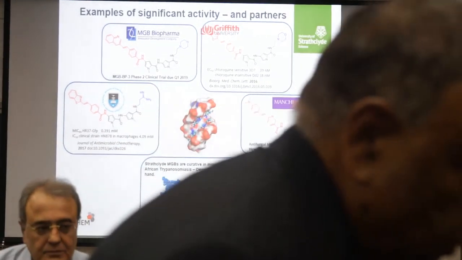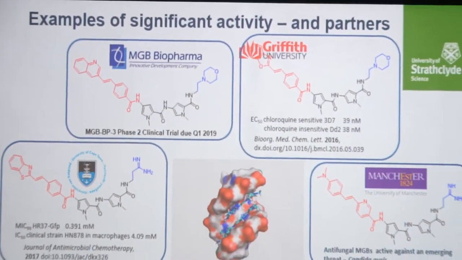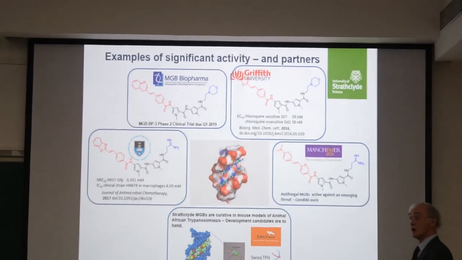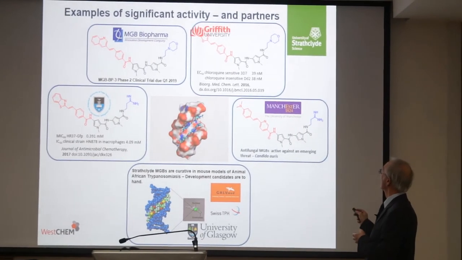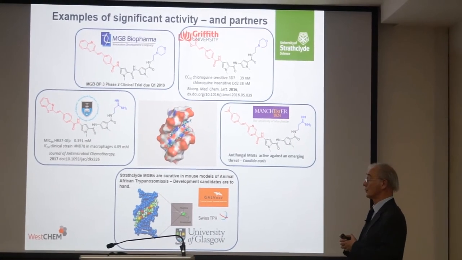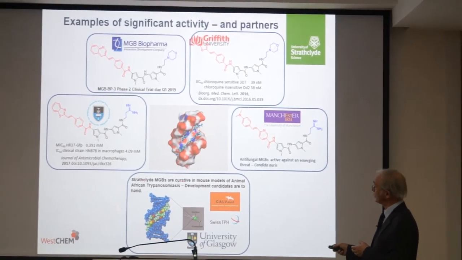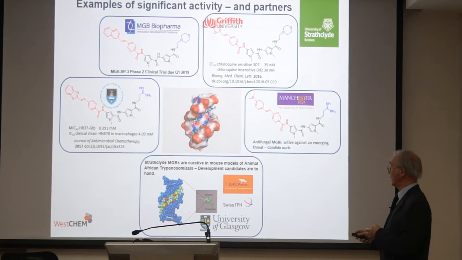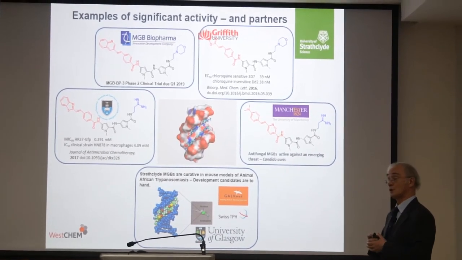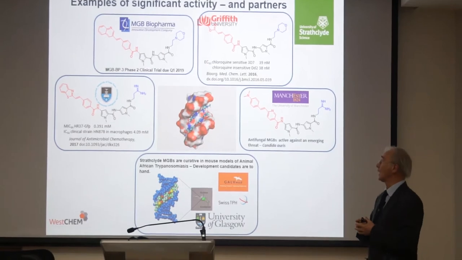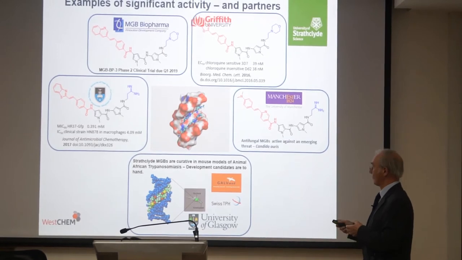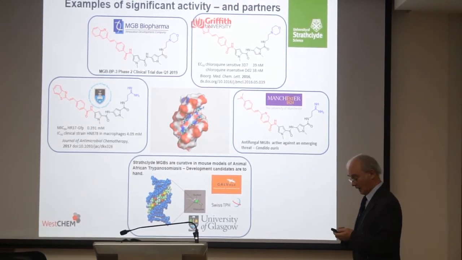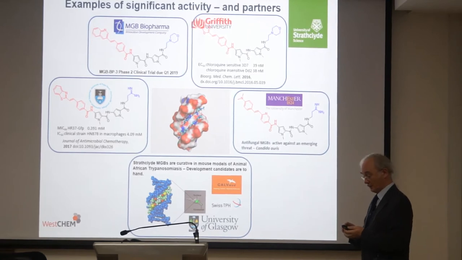On the right here, we have a highly fluorescent compound with a good donor-acceptor component within it that is active against fungi, and in particular, active against an emerging threat in the fungal area, Candida auris, and that's being investigated in partnership with the University of Manchester. And lastly, at the bottom, we have the studies that we're carrying out, particularly with the University of Glasgow, where we're looking at our compounds targeting animal African trypanosomiasis. And in that case, we've been able to show that we have compounds that are active in in vivo models of that particular disease.